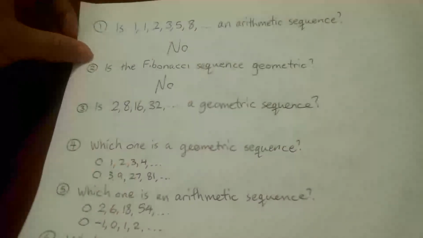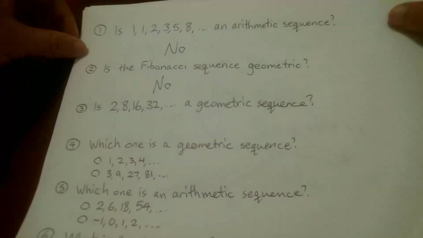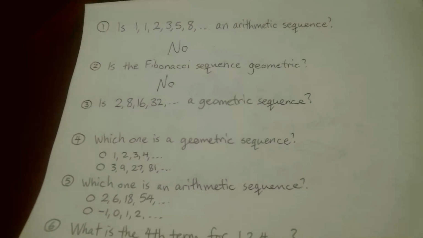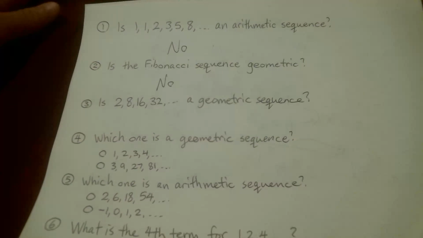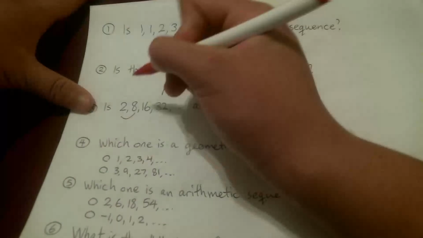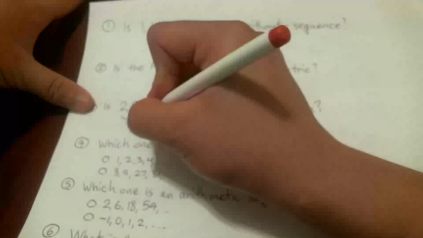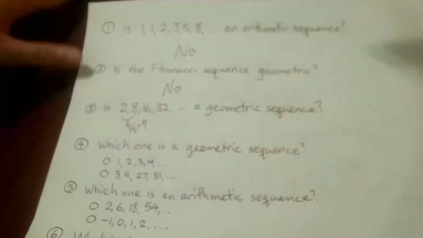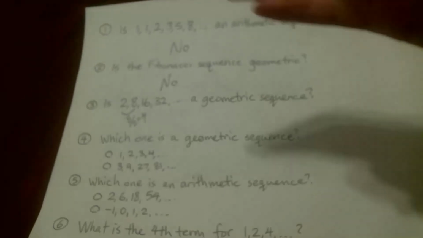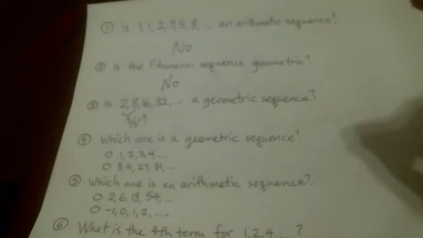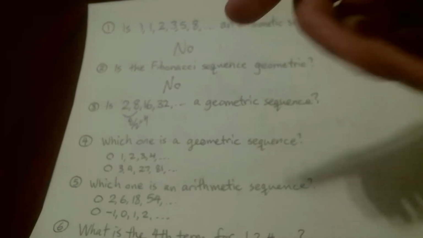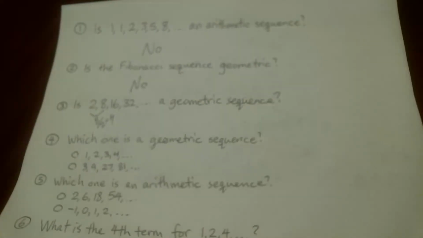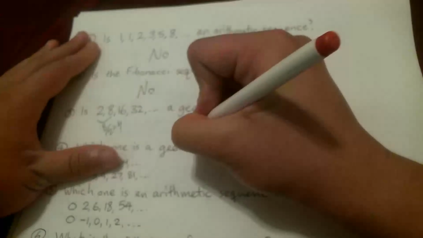Alright, so let's move on to the third one, which asks, is 2, 8, 16, and 32, and so on a geometric sequence? So we would have to see if there's a common factor here. 8 divided by 2, that's 4. 16 divided by 8, that would be 2, and right away we can see that it is not a geometric sequence. Instead, to make it a geometric sequence, we could have changed the first term to 4, but right now it's 2, so that means it is not a geometric sequence.